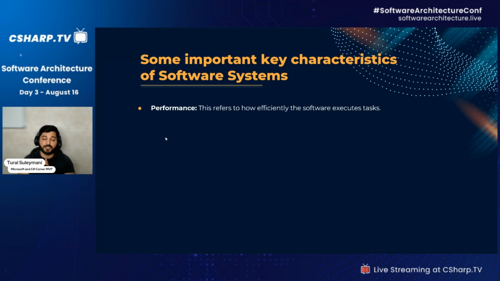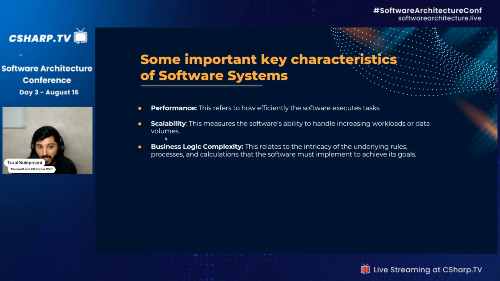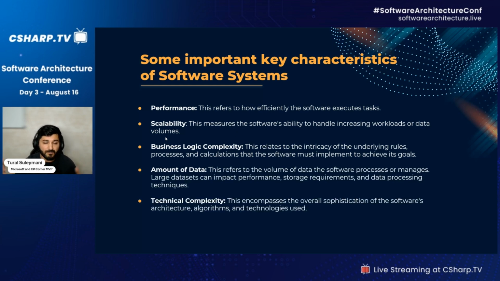So first things first, we need to understand some important key characteristics of software systems. We have performance, we have scalability, we have business logic complexity, we have a big amount of data, and we have technical complexities. For example, you have a solution, you have a project, you need to apply complex data structures, algorithms, you need to apply different technologies. This is a technical complexity.